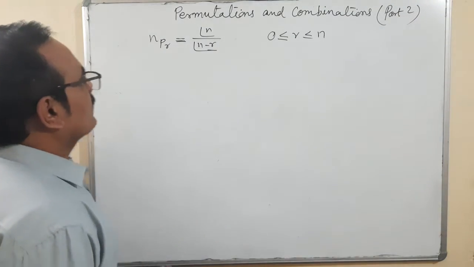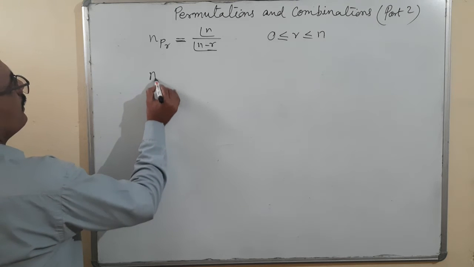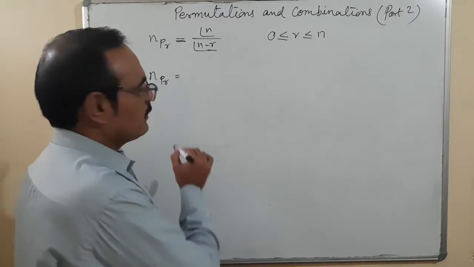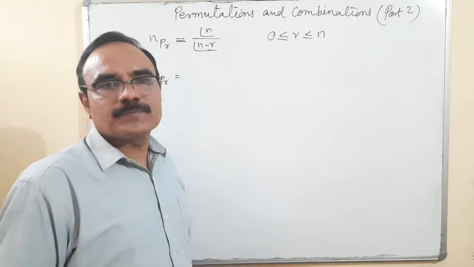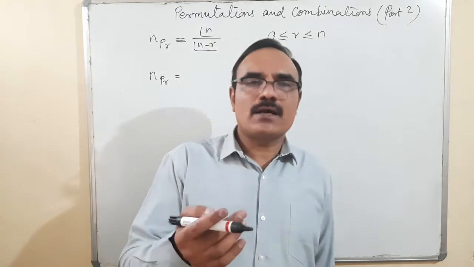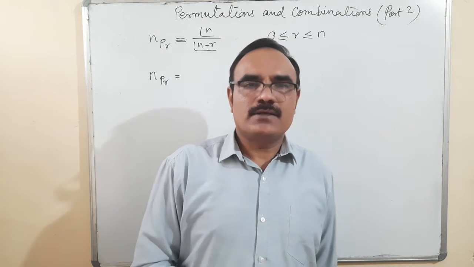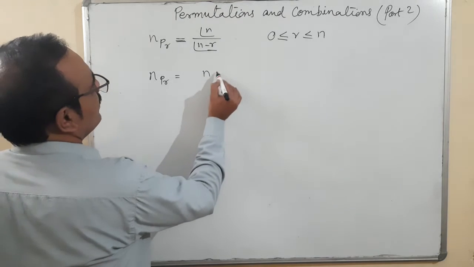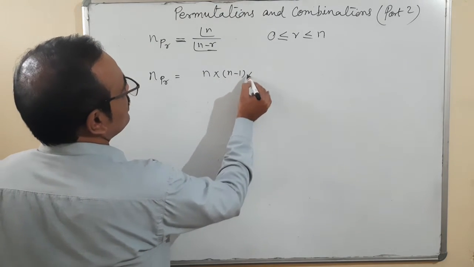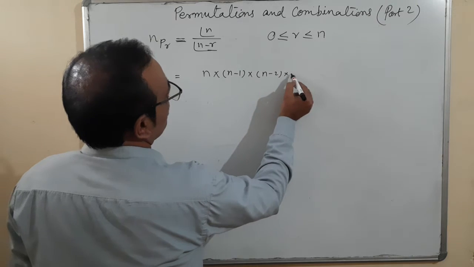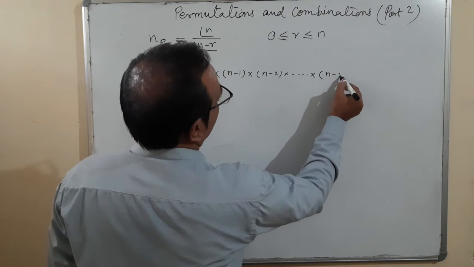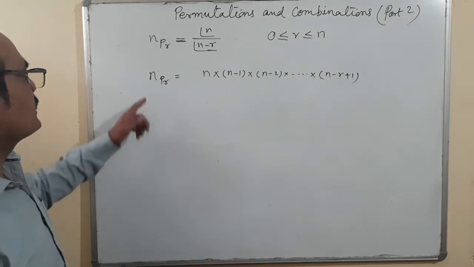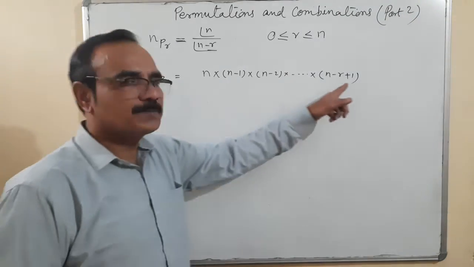So this nPr in theorem 1, what have we done? Recall theorem number 1. We have n objects and we are selecting r objects, arranged in r spaces. How to arrange it? We have arranged it as n multiplied by n minus 1 multiplied by n minus 2 and so on, multiplied by n minus r plus 1. Isn't it? This was the arrangement. So the value of nPr is equal to this.